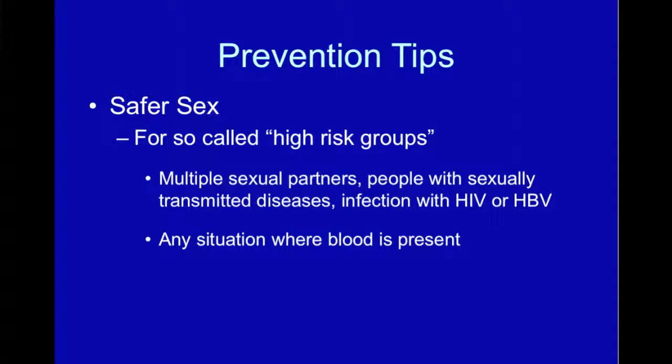Alright, prevention tips also include safer sex for the so-called high-risk groups. That would include folks with multiple sexual partners, people with sexually transmitted diseases, or infection with HIV or hepatitis B. So in any situation where there's blood or potential of blood being present, it's definitely recommended to use a condom and practice safer sex.